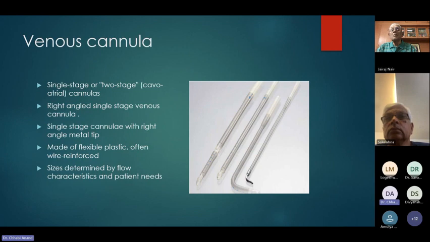Venous cannulas. There are different types of venous cannula: single stage or two stage cavoatrial cannulas, right angled single stage venous cannulas, and single stage cannula with right angle metal tip. It is made of flexible plastic, often wire reinforced, with size determined by the flow characteristics and patient need.